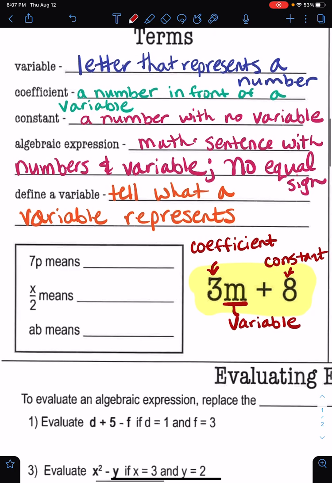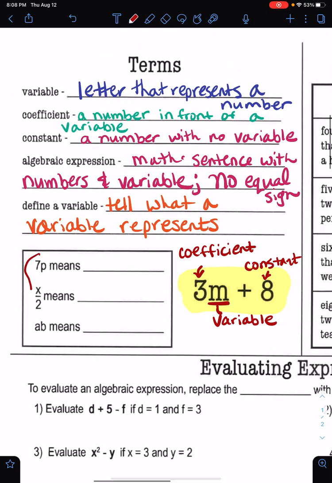So let's just take a look at what these things mean. When we have a number in front of a variable like 7p, where 7 is the coefficient and p is the variable, it means 7 times p, like we're multiplying them. But we don't have to put a symbol in between, we can just say 7p. X over 2, we know a fraction is just like a division problem, so that's like x divided by 2. And then AB, again, that doesn't need a symbol in between. We're going to know that that's like A times B. So the little dot also means to multiply.